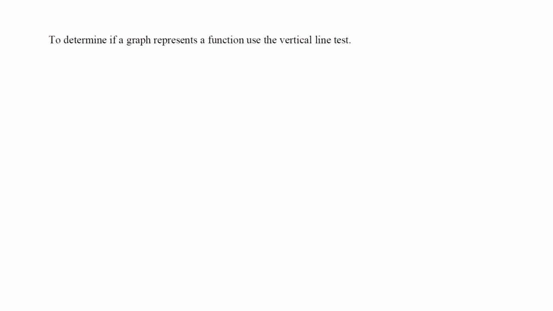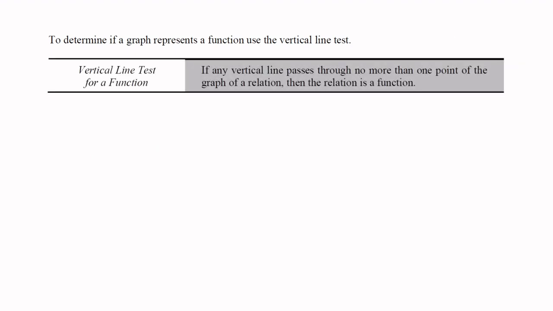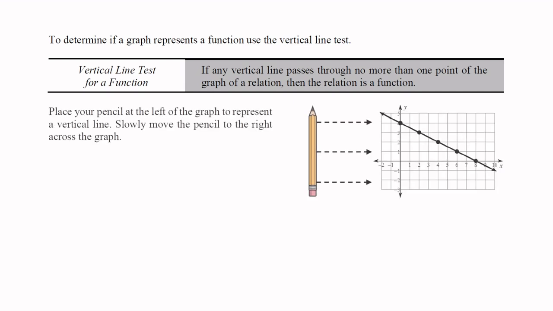To determine if a graph represents a function, you're going to use the vertical line test. The vertical line test for a function states if any vertical line passes through no more than one point of the graph of a relation, then the relation is a function.